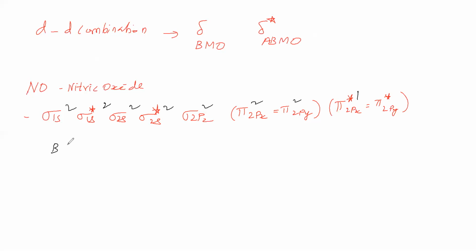Now, what is the bond order? We will say sigma 1s and sigma star 1s cancel, and sigma 2s and sigma star 2s cancel. This sigma 2pz gives one sigma bond, we can say.